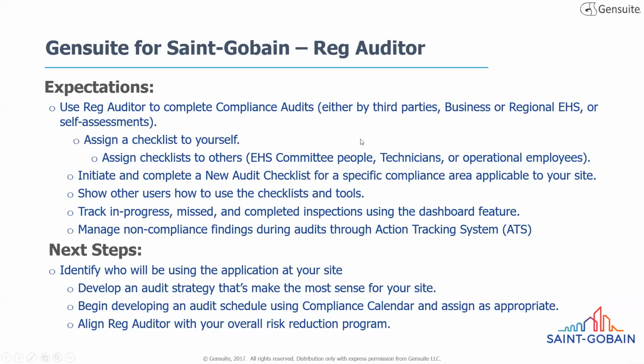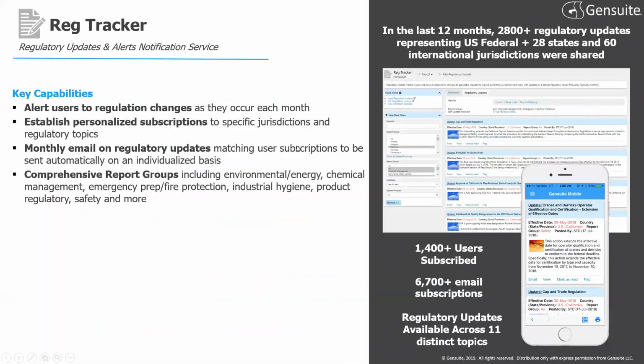So with that, we'll revisit these expectations after the training, just as a reminder. But right now, we can get into our first application, Reg Tracker. Here, just listing out some key capabilities, which I briefly mentioned earlier: alerting users to regulation changes as they occur every month, establishing subscriptions for email, so you'll be sent reminders of regulatory updates for the jurisdictions or the categories that report groups that you subscribe to.